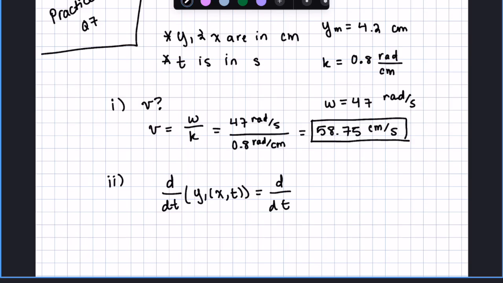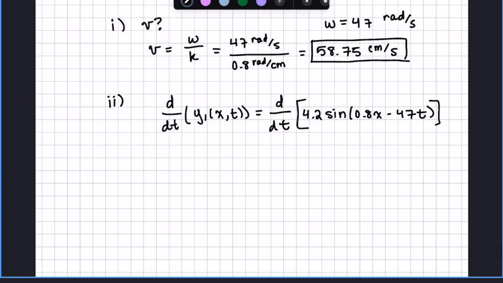So if I take the time derivative of 4.2 sine 0.8x minus 47t, I'll call that v1 as a function of x and t. And I should get a negative 47 coming out of that.